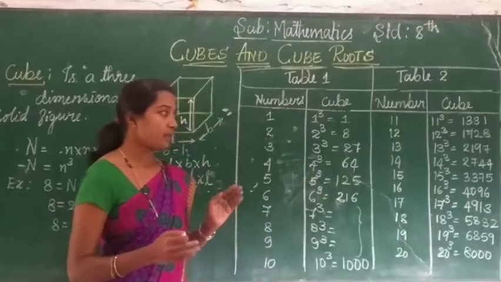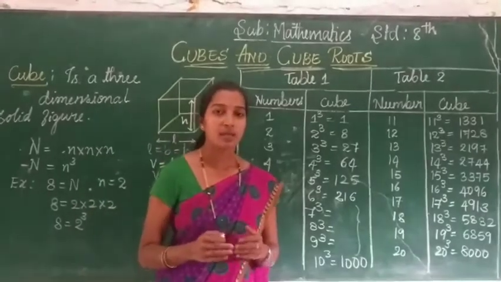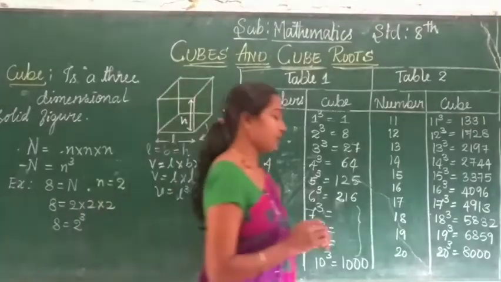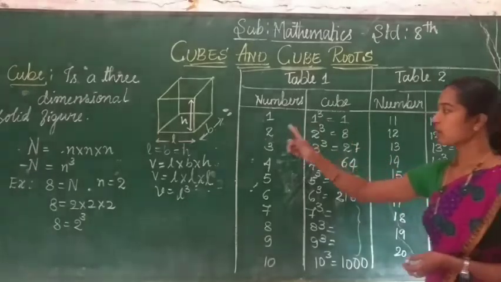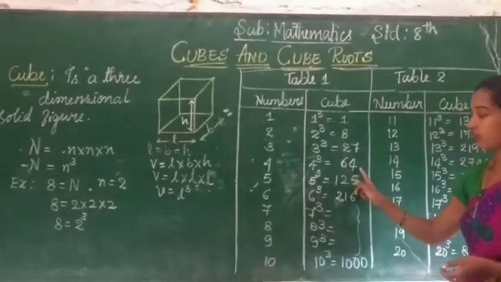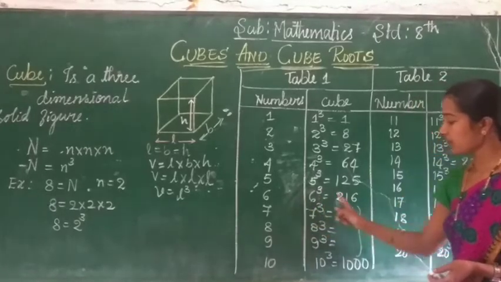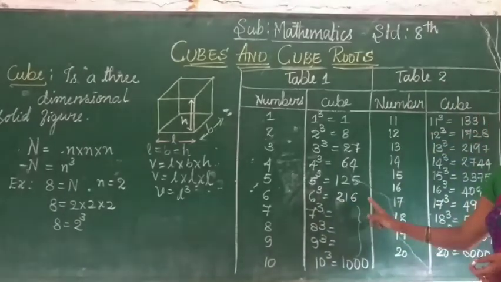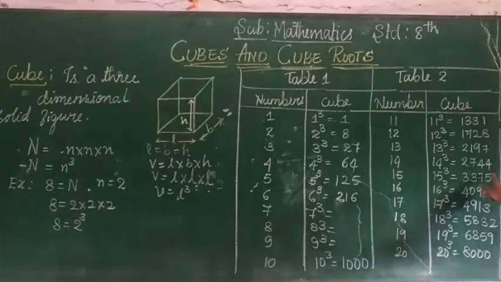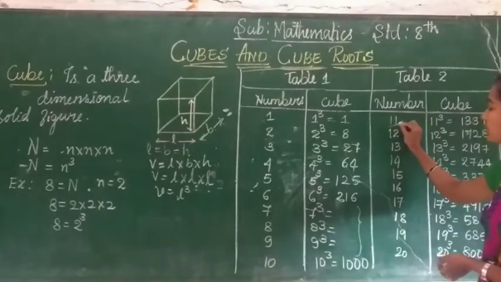From these two tables, now let us learn some interesting facts about cubes. See children, 1 cube is 1. 2 cube is 8. 3 cube is 27. 4 cube is 64. 5 cube is 125. 6 cube is 216. And up to the last, 10 cube is how much? 1000. Now come to table 2. 11 cube is 1331. See children, here you have to observe only the unit place digit.